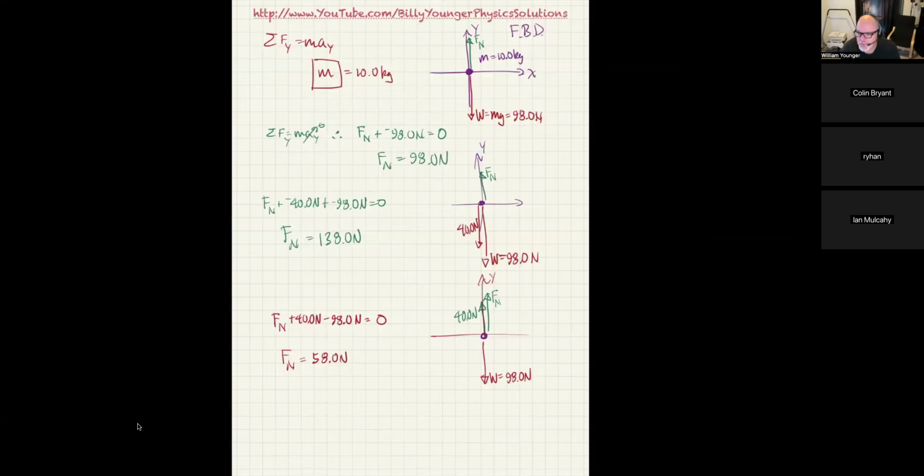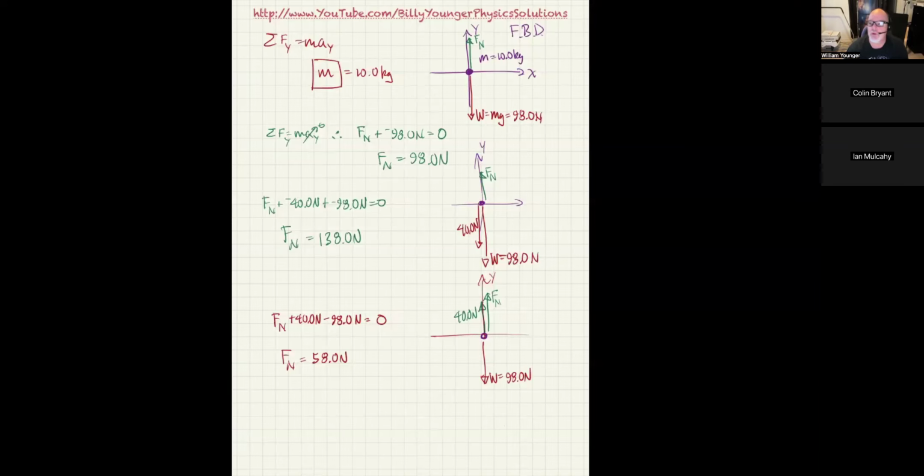Colin, are you going to be able to stick around, or do you need to split? I don't need to split. Okay, cool. Let me work a projectile motion problem with an incline then, because that'll probably help you most. Ian, did you have anything?